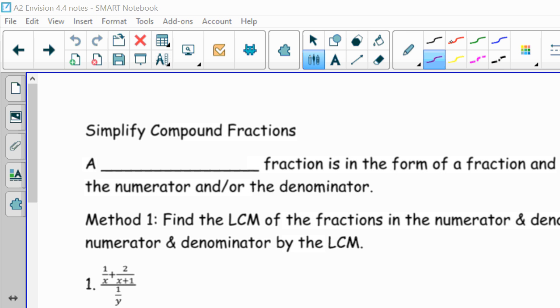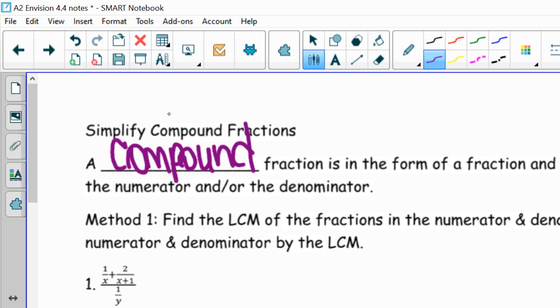All right, so today in Algebra 2, we're going to finish up section 4.4. We're going to focus on compound fractions and simplifying them. So first, let's define what a compound fraction is. A compound fraction is in the form of a fraction and has one or more fractions in the numerator and/or the denominator. So it's like a fraction within a fraction within a fraction.